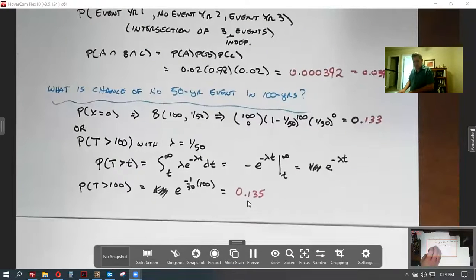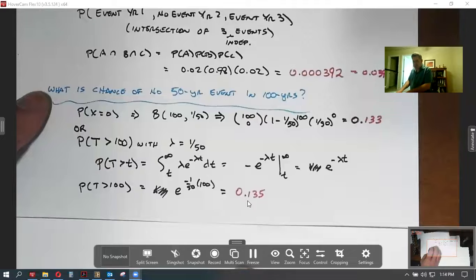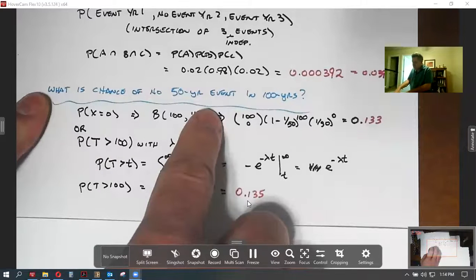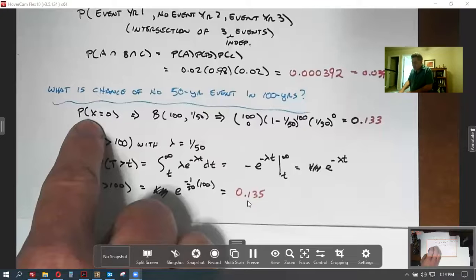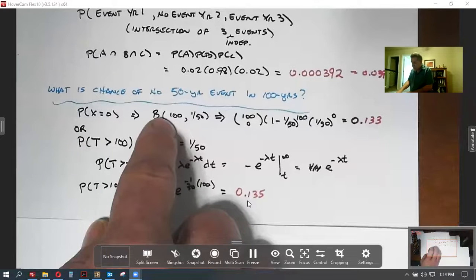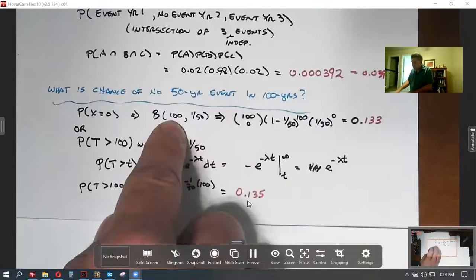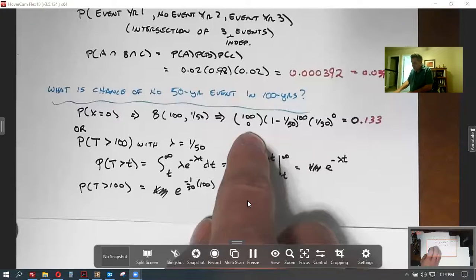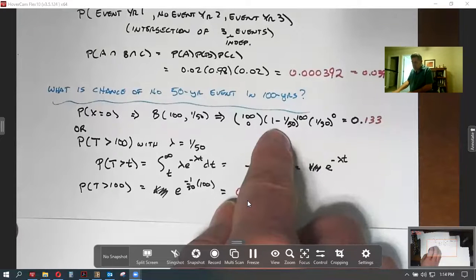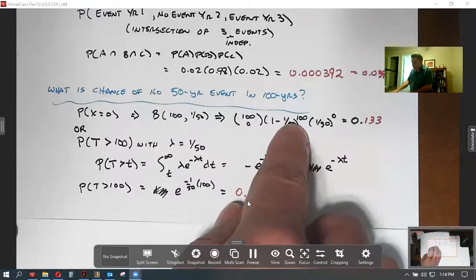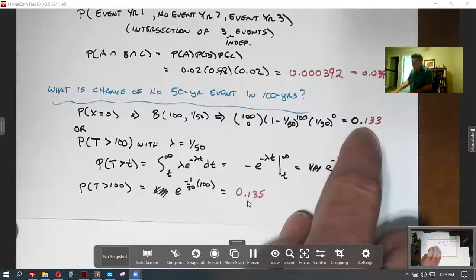And then finally, let's look at this one. What's the chance of no 50-year event in 100 years? Well, that would be probability X equal to 0. Again, that's binomial, but now we're going to have 100 trials. So that changes these a little bit, but the likelihood of success or failure remains the same, just that we're doing more flips. And now our probability goes down to only a 13% chance.